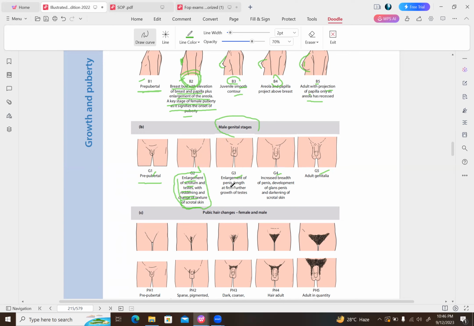In the third stage, what happens? There is penile enlargement. First, the length, and then the further growth of the testes. Length of the penis becomes more, and further growth of the testes takes place. What happens in the G4? There is increased breadth of the penis and development of the glans, and darkening of the skin. Darkening and glans development happen in the fourth stage. And G5 is the adult genitalia. Contour and size and everything is that of adult genitalia.